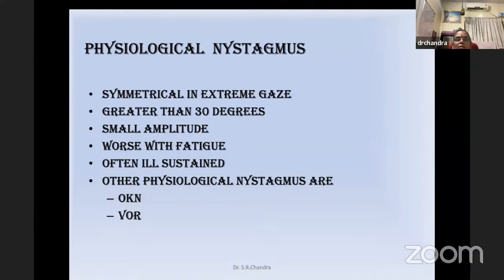And next, what is physiological nystagmus? It is symmetrical in extreme gaze, and it happens when the eye is moved more than 30 degrees. It is of very small amplitude. It is worse with fatigue, and often it is not sustained. And other physiological nystagmus are optokinetic nystagmus and the vestibulo-ocular reflex, which normally occur in normal people.